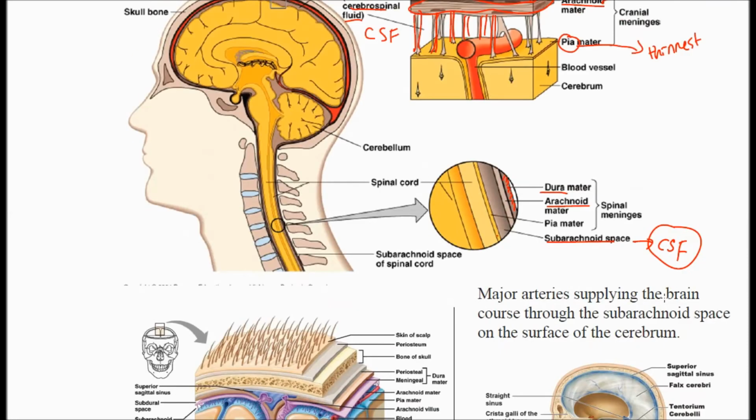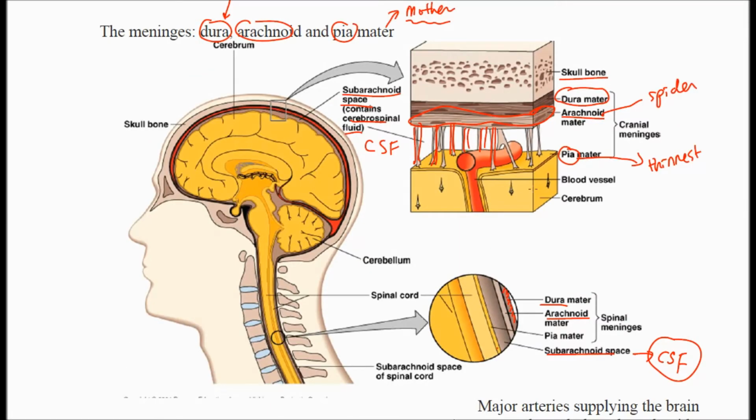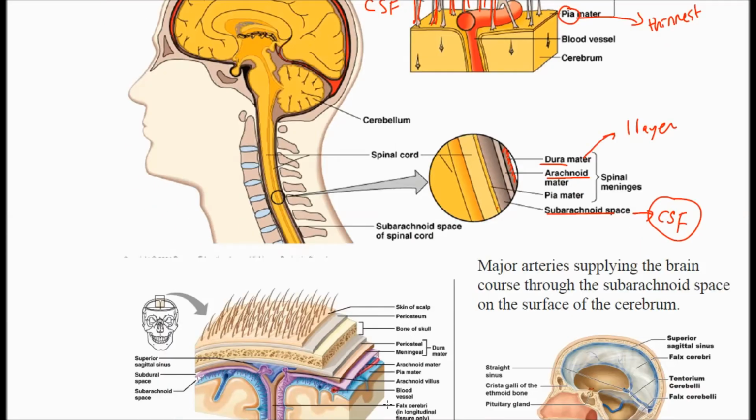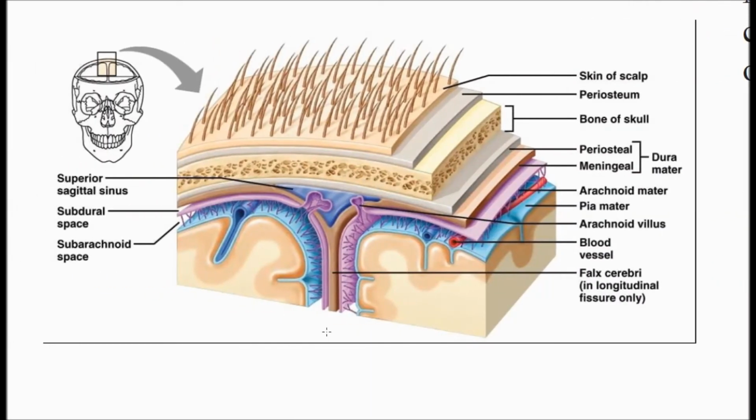There are slight variations between the cranial meninges and spinal meninges. The difference is in the dura mater. In the cranial meninges, dura mater is actually 2 layers, but for the spinal meninges it's just 1 layer. So this is the diagram that shows the 2 layers in the dura mater in the brain. One is the periosteal and the other one is the meningeal layer.